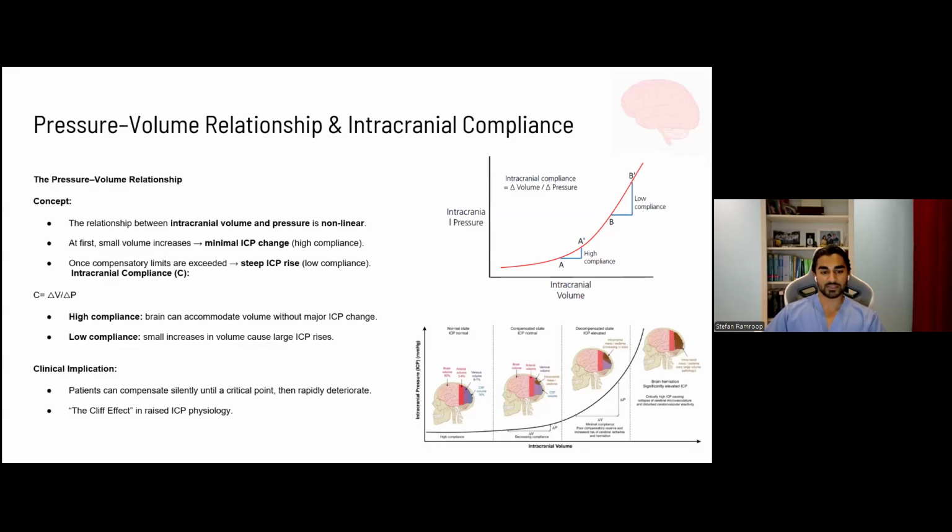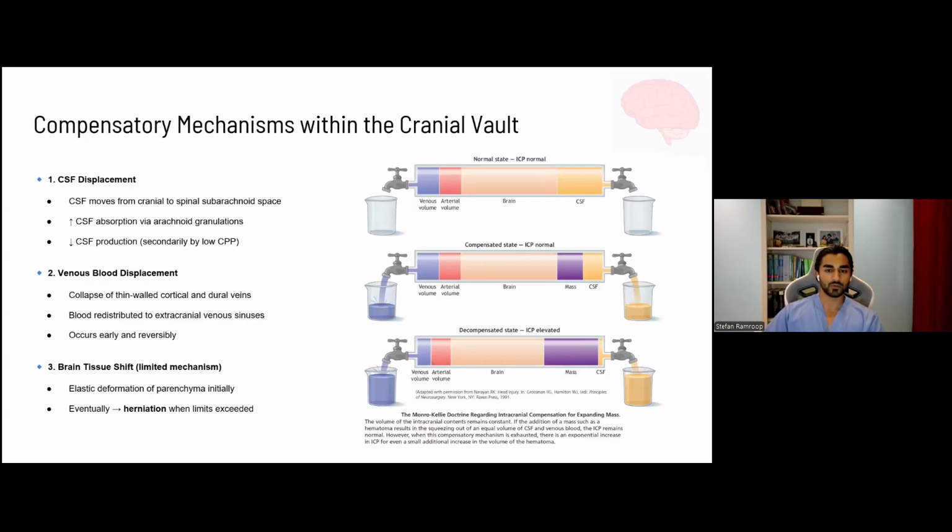Mathematically, this can be expressed as a change in volume over the change in pressure. And what it means is a compliant brain can absorb pressure shifts and a non-compliant brain cannot. So before that critical inflection point where your brain decompensates rapidly, it has three main compensatory methods.